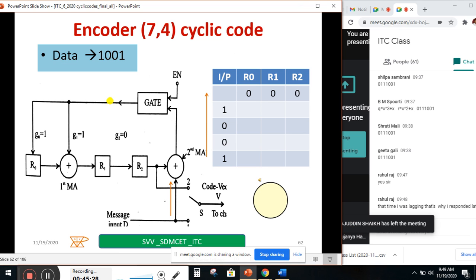1001, I am giving the input. Now I have to find out R0, R1, R2. There are two methods. Whichever you feel comfortable with, you can follow that. Now, like a shift register, what you have studied in your digital circuits, we'll use that concept and discuss it in the beginning. Please keep your mind on the slide for 2, 3 minutes, and you will understand.